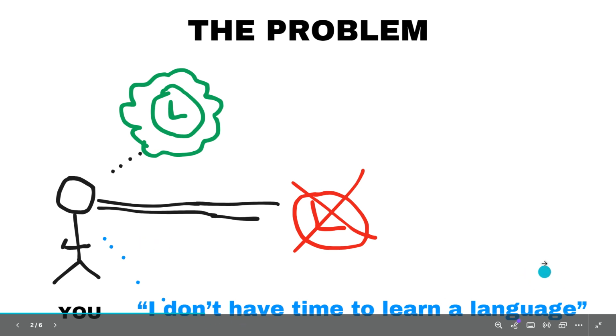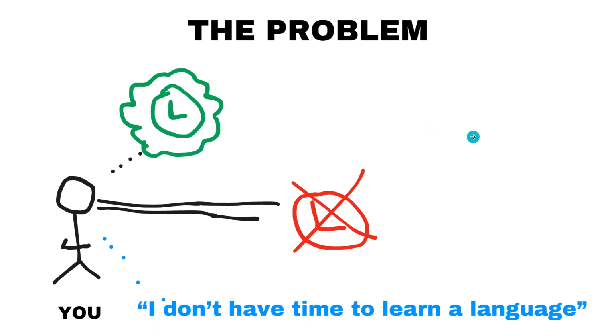Now, there's a few things to unpack here because it could be the fact that you really don't have that much spare time, or it could be that you are able to free up more time, or it could be that you're simply perceiving the amount of time you actually have wrong.